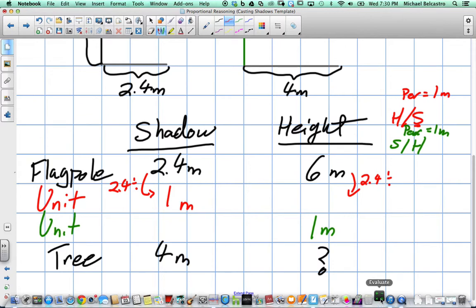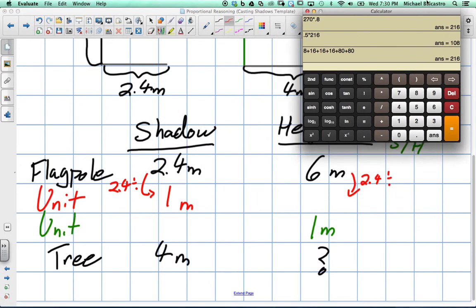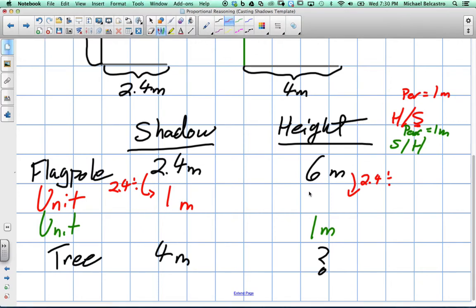So let's bring out our calculator. So 6 divided by 2.4 equals 2.5. Great. So we get a value of 2.5 meters. So let's just continue this, and then we'll use the green unit rate secondly to solve.